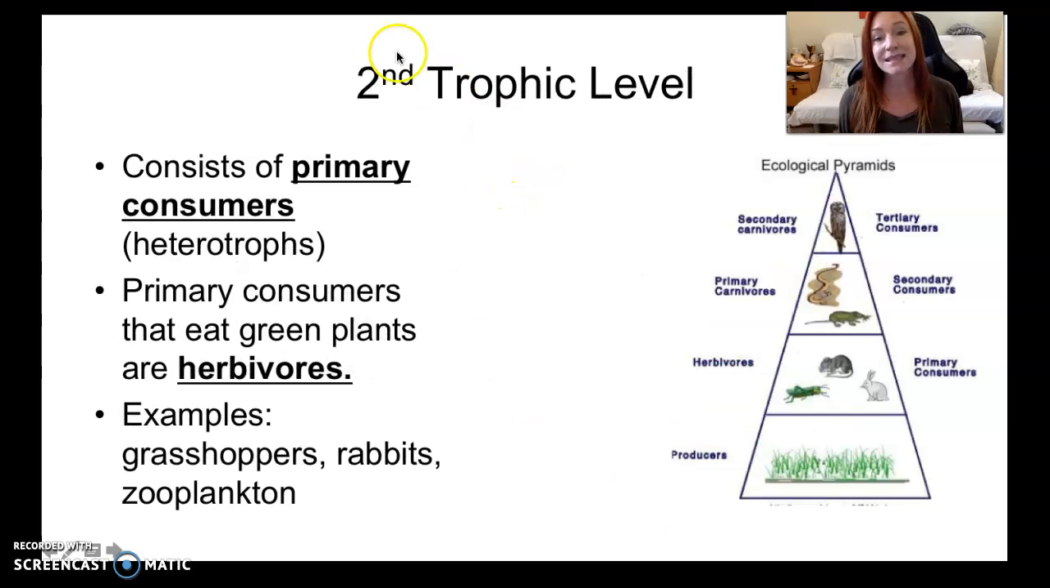Okay. Second trophic level are the primary consumers. These are the herbivores that eat the plants. Okay. These are things like grasshoppers, rabbits, plankton, cows, horses, all of those big plant eaters and little plant eaters as well. And they are right here in the graphic of an energy pyramid.